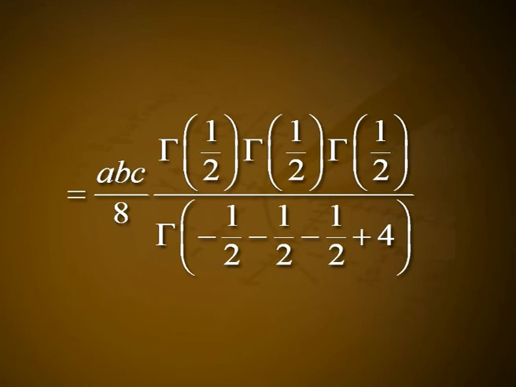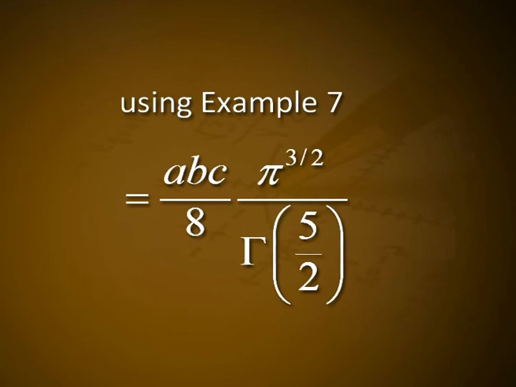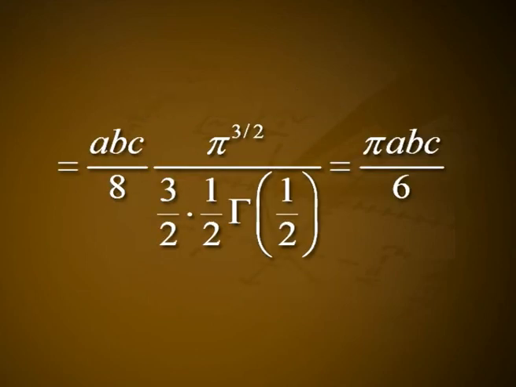by gamma (minus 1 by 2 minus 1 by 2 minus 1 by 2 plus 4). Using example 7, which is equal to abc by 8 pi raised to 3 by 2 by gamma 5 by 2, that is equal to abc by 8 into pi raised to 3 by 2 by 3 by 2 into 1 by 2 into gamma 1 by 2, that is equal to pi abc by 6.